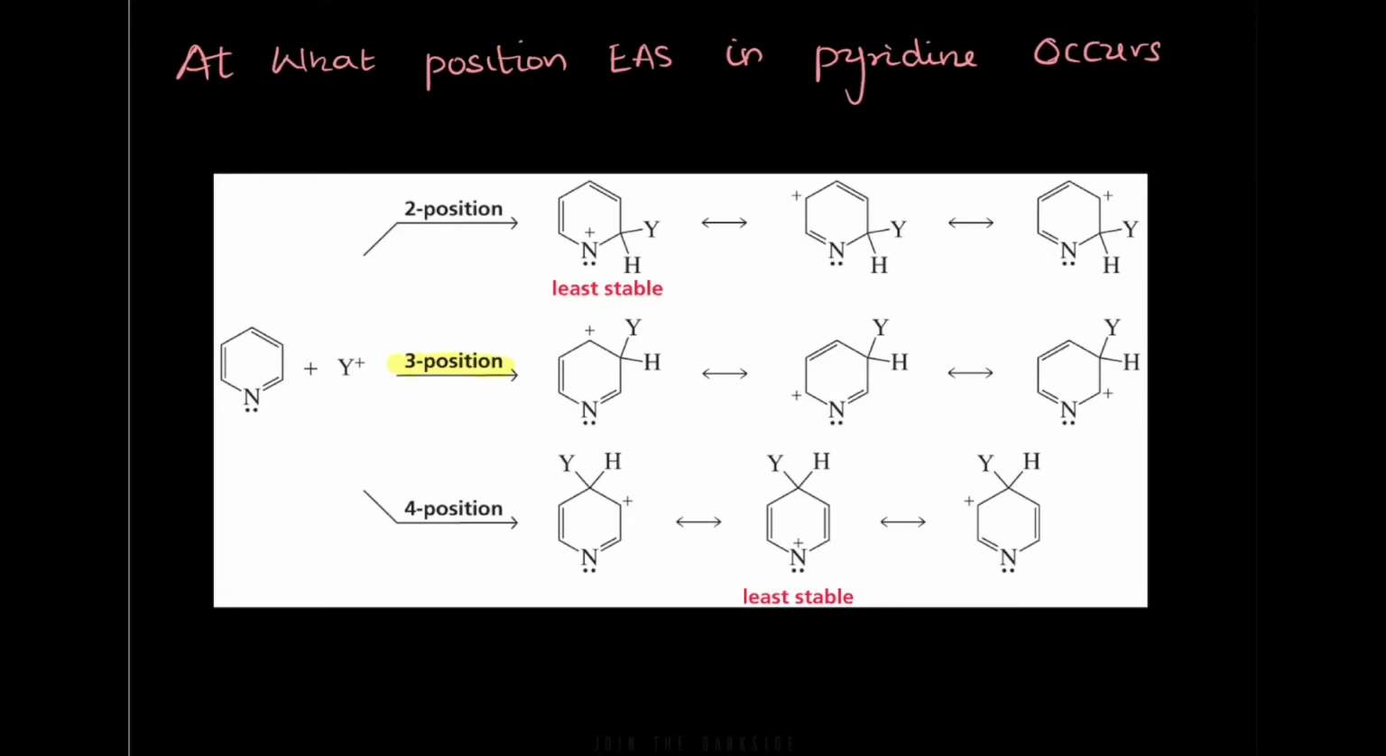The reason behind it is that the nitrogen in here has an incomplete octet, and also remember it's an electron withdrawing atom, and putting a positive charge on an electronegative atom is not going to be feasible.